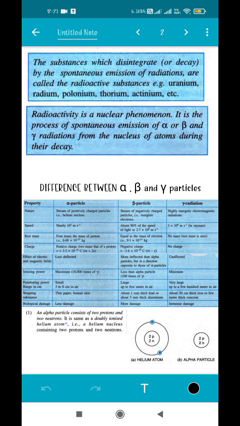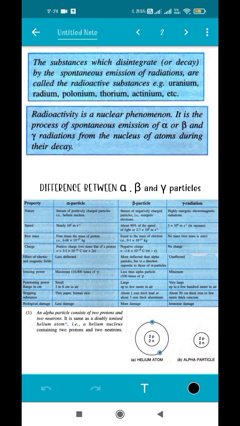So alpha particles are positive, beta particles are negative, and gamma radiation has no charge. The speed of an alpha particle is almost 10 to the power 7 meter per second. For a beta particle, it is almost 2.7 into 10 to the power 8 meter per second, almost close to that of light. And for gamma radiation, it is equal to the speed of light because it is an electromagnetic wave. So it is 3 into 10 to the power 8 meter per second.